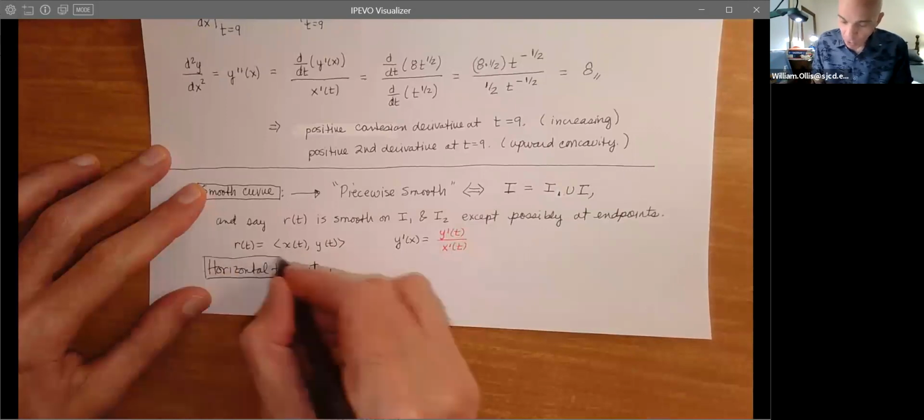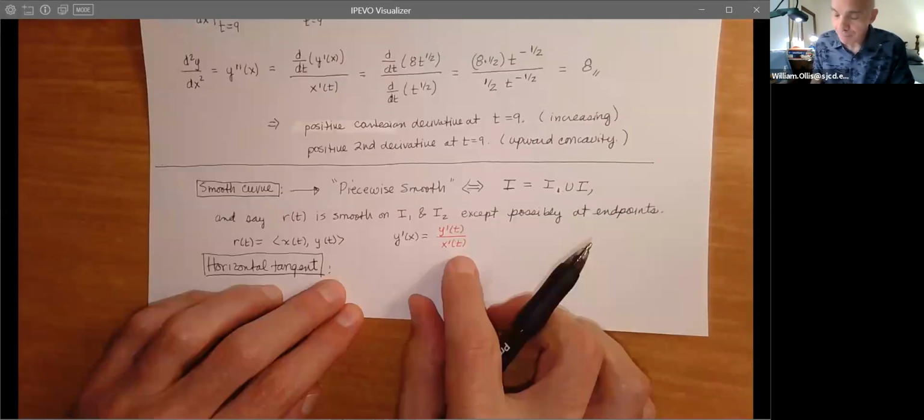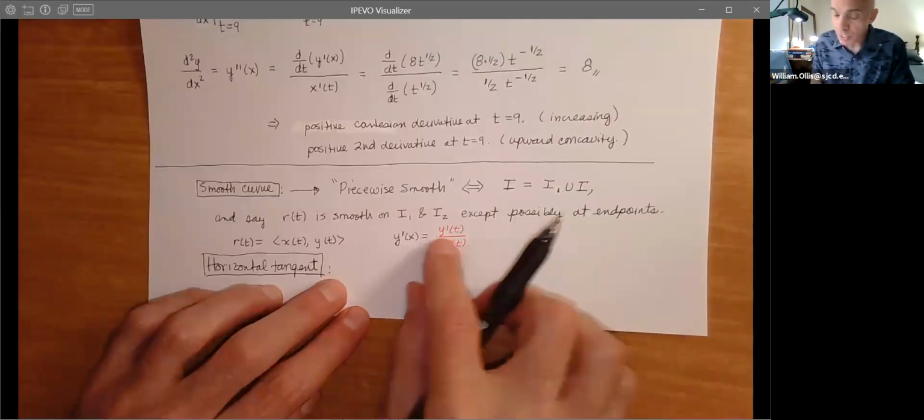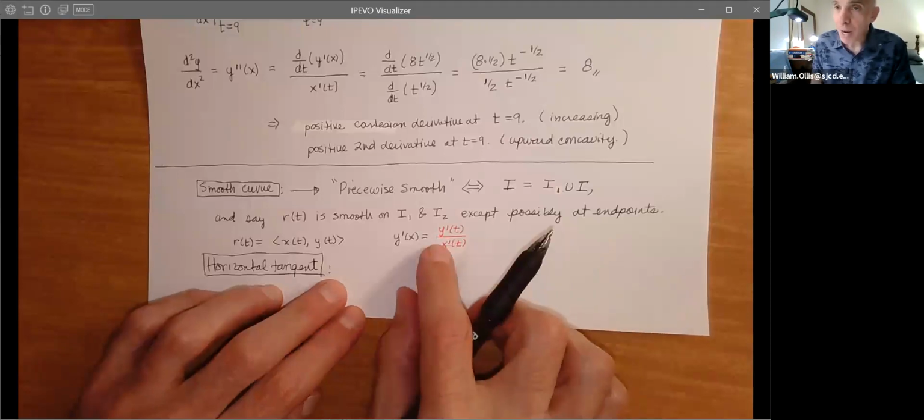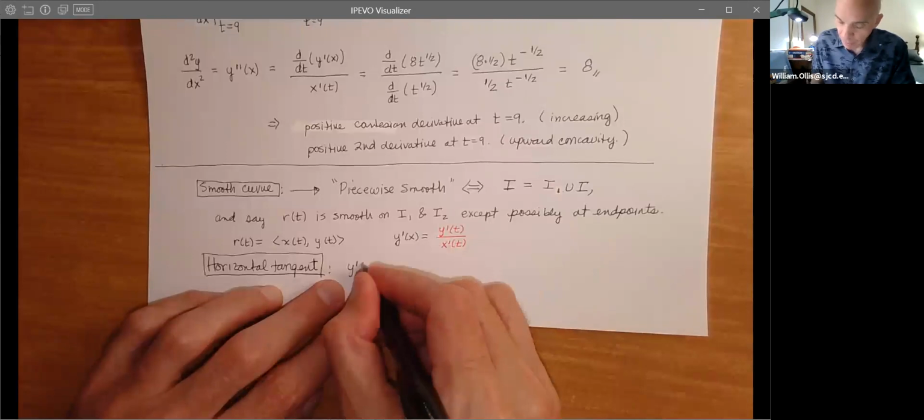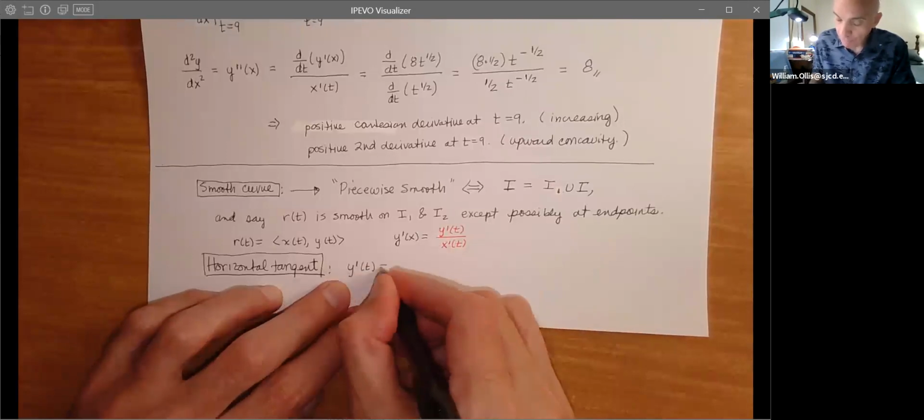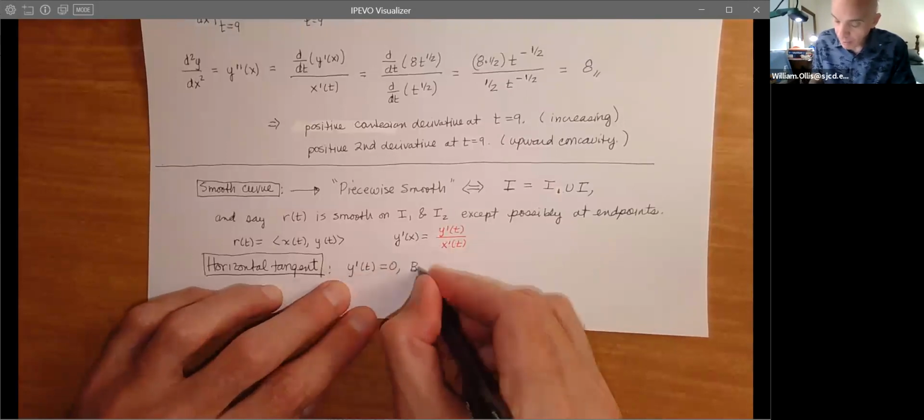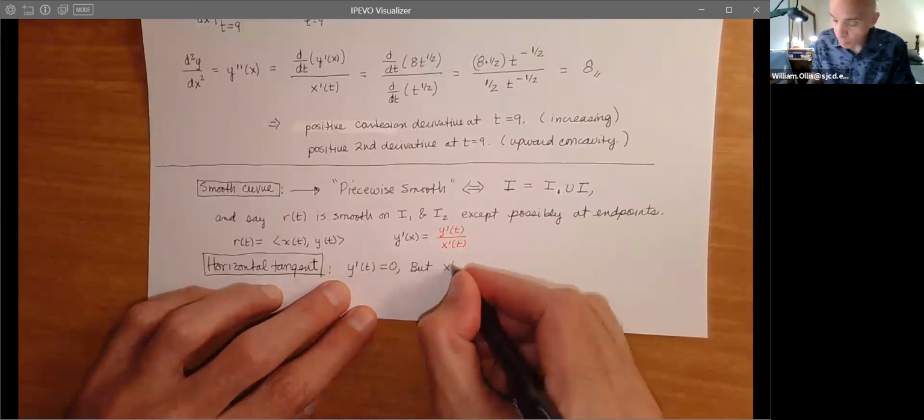So when you have a horizontal tangent, what's going to happen is that if we're thinking this is a Cartesian, we need the y prime to be 0. So we will say y prime of the parameter is 0, but x prime is non-zero.